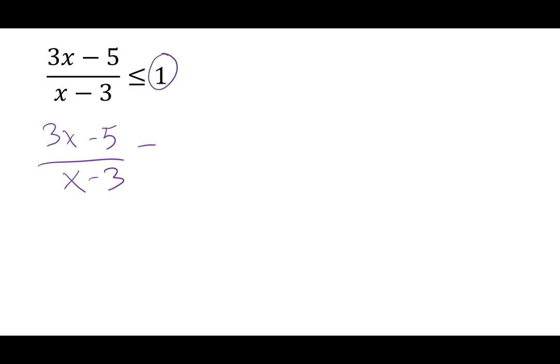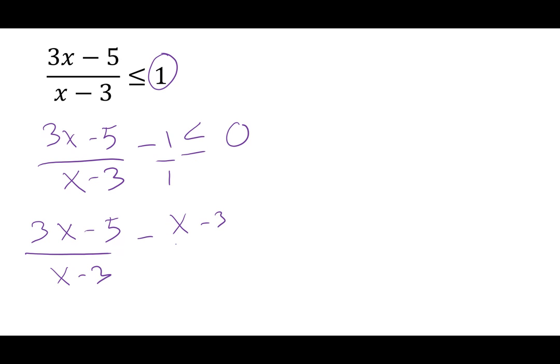We're going to go ahead and subtract the 1, which makes this 3x minus 5 over x minus 3 minus 1 less than or equal to 0. We're going to change that 1 over 1 into a common denominator. So 3x minus 5 over x minus 3 minus, and we're going to change 1 into x minus 3 over x minus 3. And again, that's just finding a common denominator.